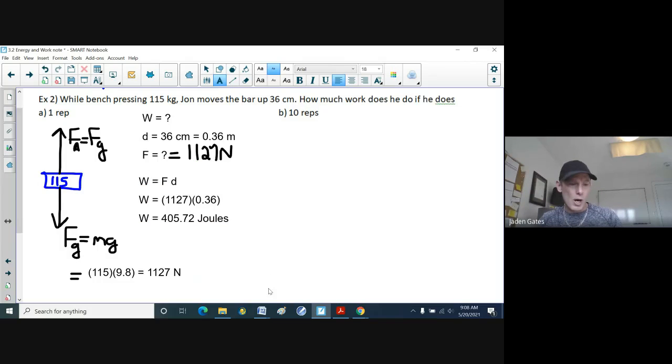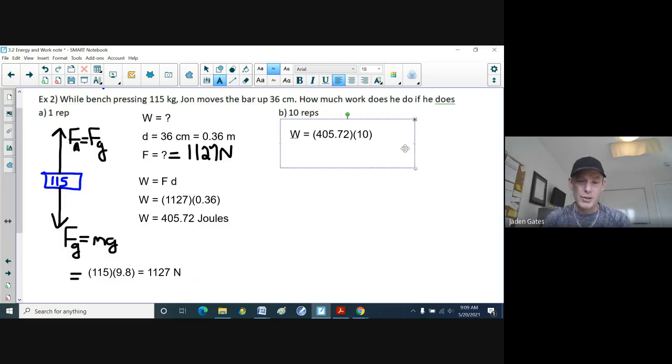All right. So, if that is 1 rep, 1 time lifting that bar up, 10 reps, well, all we're going to do is take our work and take that 405.72 joules that it takes for each repetition. And since we're doing 10 of them, I'm just going to multiply by 10. All right, and so that's only going to move the decimal place 1 to the right here. And so the amount of energy would be 4,057.2 joules. There we go.